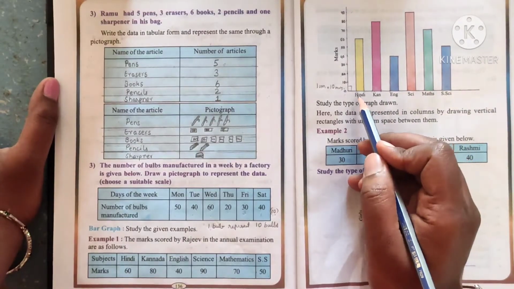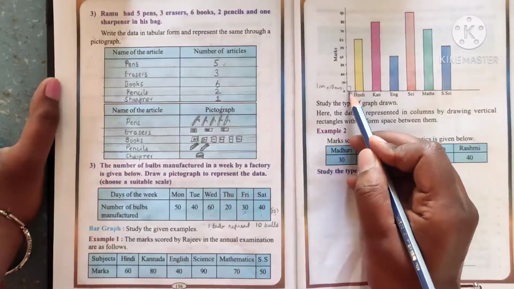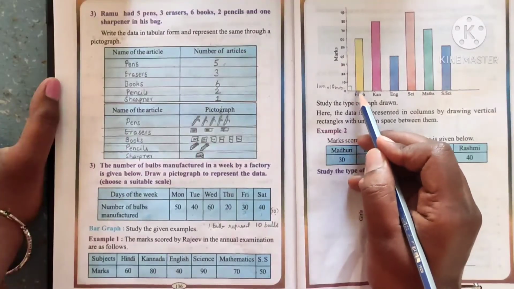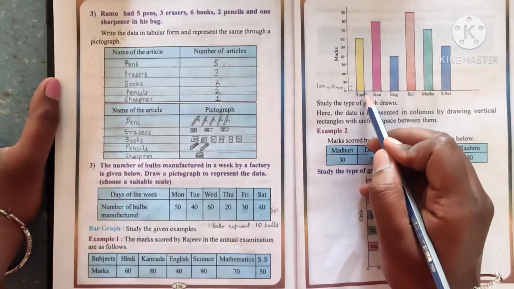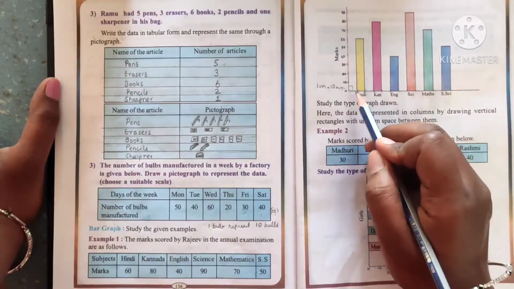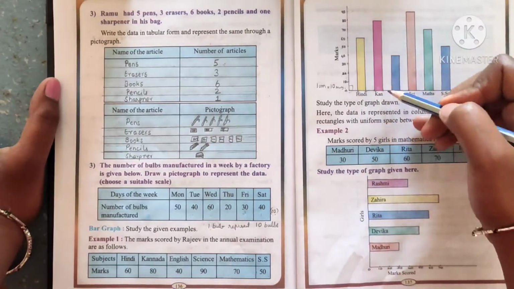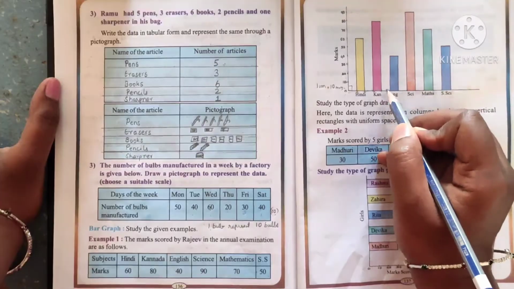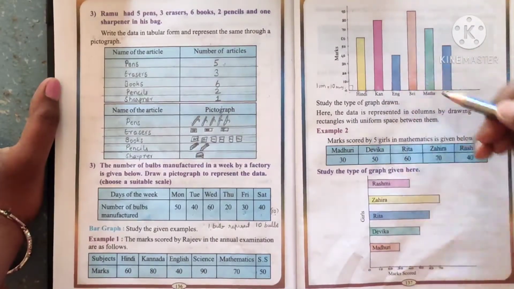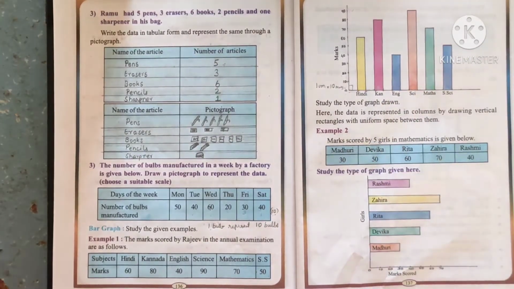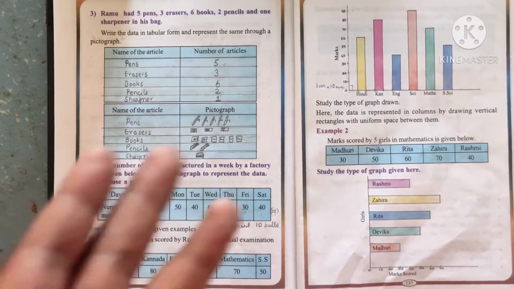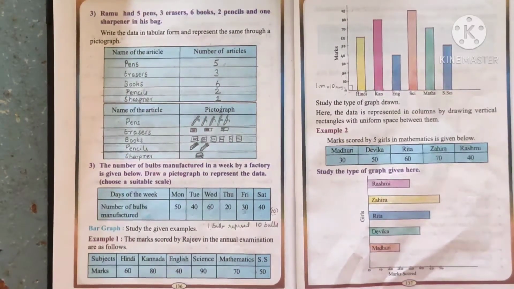Now here, at 1 centimeter, the gap is left. Next, they have marked the Hindi subject. Then again, the uniform space is left. The same space is left here also. Same space, they have marked another bar. Again, same space is left. Same space, they have marked another bar. So, same thing, you have to continue till the end. So, this is what is called a bar graph.